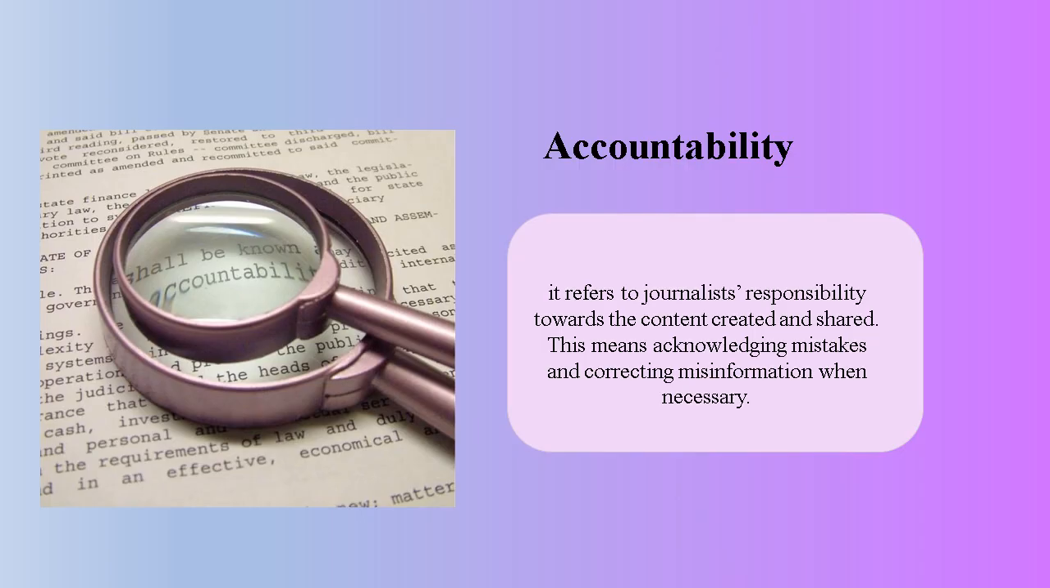We have also accountability, which means the responsibility of the journalists towards the content created and shared. It means acknowledging mistakes and correcting misinformation when necessary. As journalists, when we make mistakes, we need to say that we have made mistakes. We need to apologize to the audiences, and we have to correct the misinformation or the false information we have given to the public once we know what has happened. We need to be accountable in order to gain the respect of the public we're dealing with.